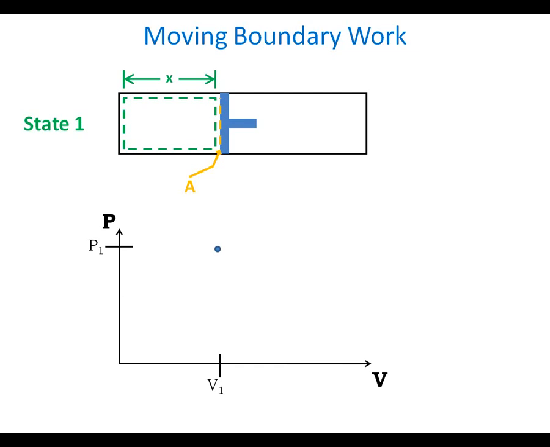In this lesson, we'll be talking about moving boundary work. So we're still dealing in a closed system. At state 1, we have a piston cylinder here. We've compressed it down to a shaft length of x. The area of the piston head is area A.